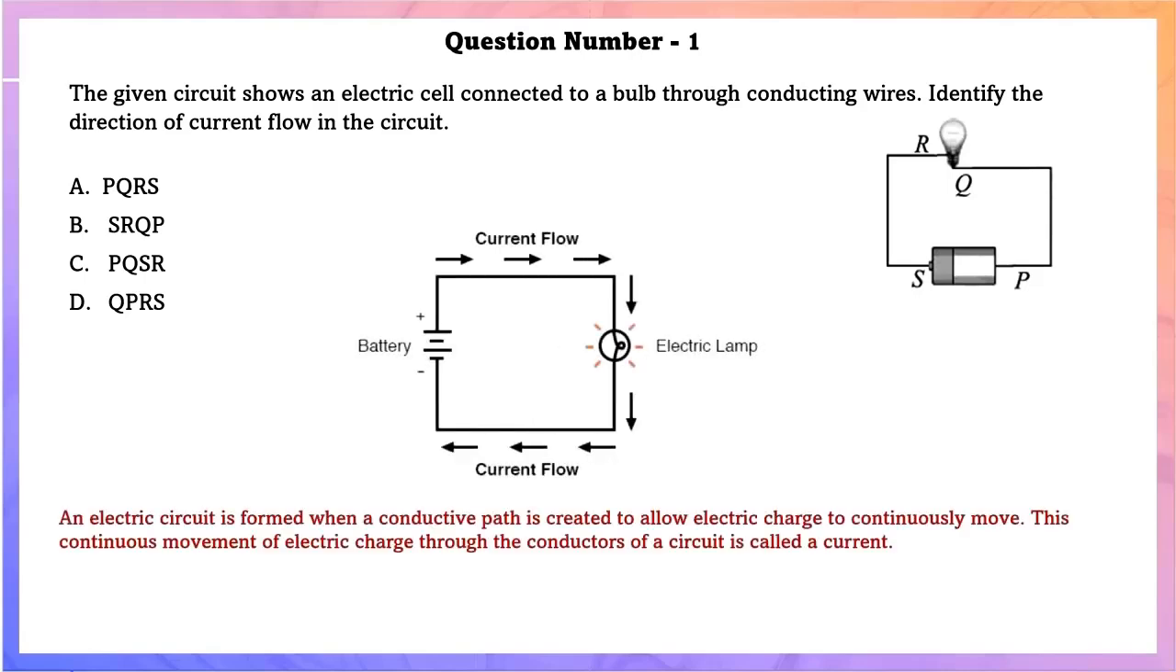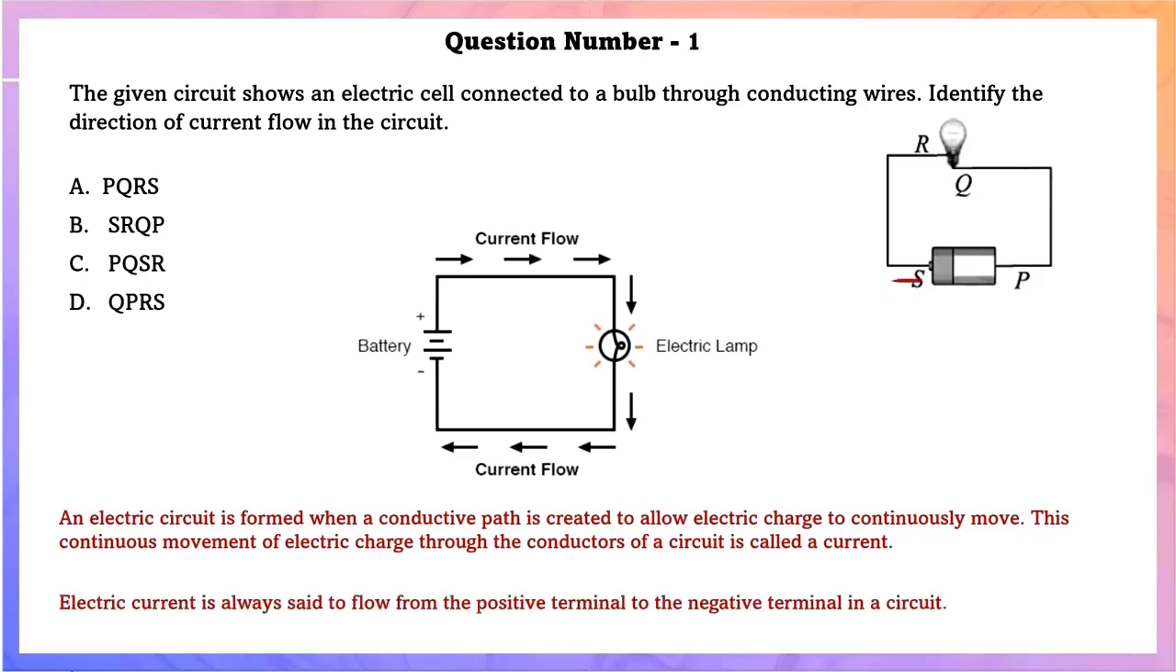An electric circuit is formed when a conductive path is created to allow electric charge to continuously move. This continuous movement of electric charge through the conductors of a circuit is known as current. Electric current is always said to flow from positive terminal to the negative terminal. Here the positive terminal is S and the negative terminal is P. So it will go from S, R, Q and then P.